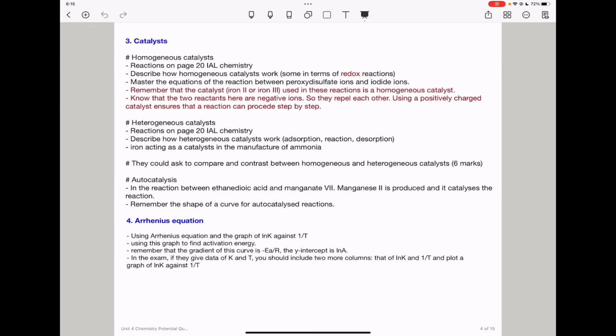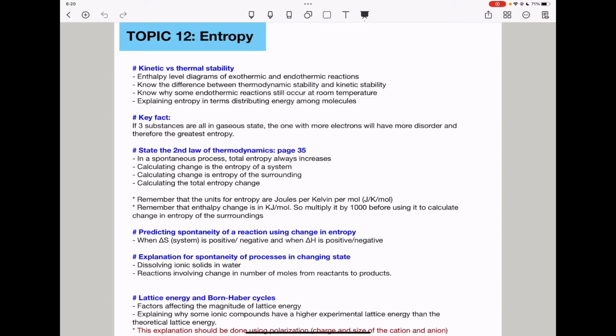So this is the end of topic 11. Let's continue to topic 12. From topic 12, which is entropy, they can ask about enthalpy level diagrams of exothermic and endothermic reactions, so ensure you fully understand those. They can ask you about the difference between thermodynamic stability and kinetic stability. We also need to know why some endothermic reactions can occur spontaneously at room temperature. They could ask you to explain entropy in terms of distribution of energy among molecules.